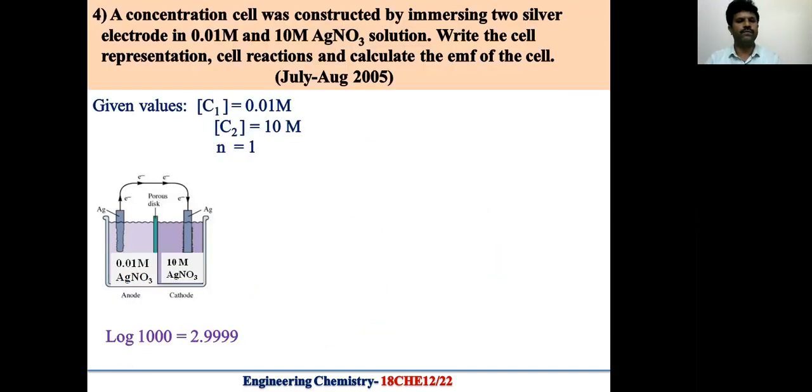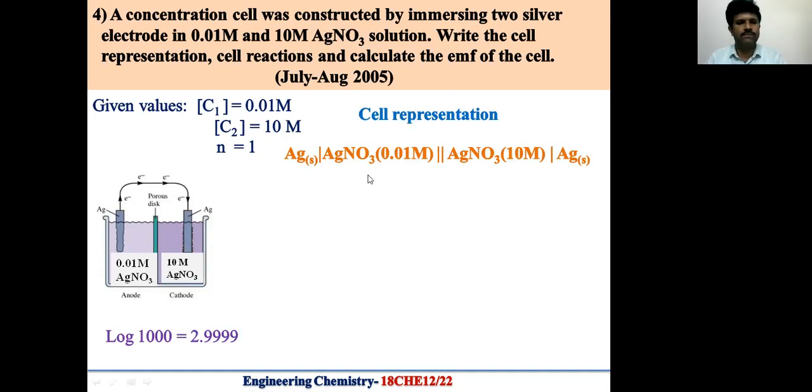Problem number 4. A concentration cell was constructed by immersing two silver electrodes in 0.01 molar and 10 molar AgNO3 solution. Write the cell representation, cell reactions, and calculate the EMF of the cell. It was asked in the July-August 2005 question paper. The given values: C1 is equal to 0.01 molar and C2 is 10 molar. And value of N is equal to 1 because it is silver, valence is 1.